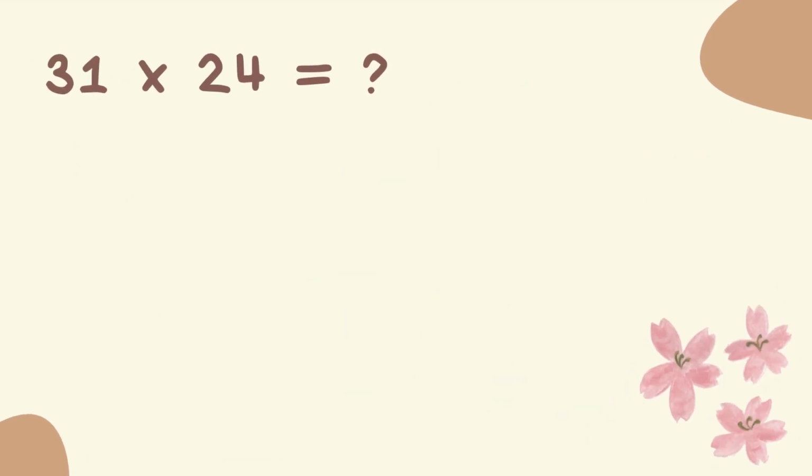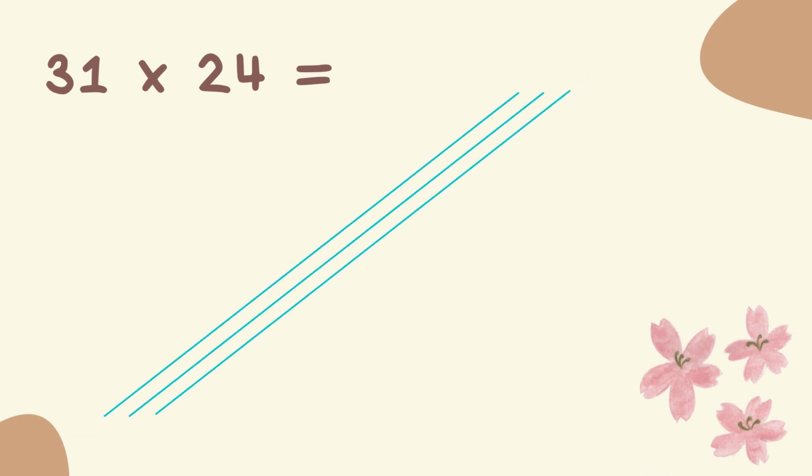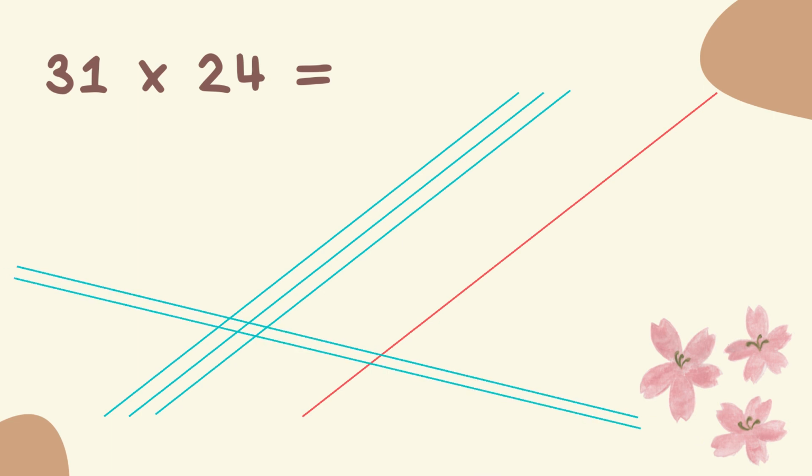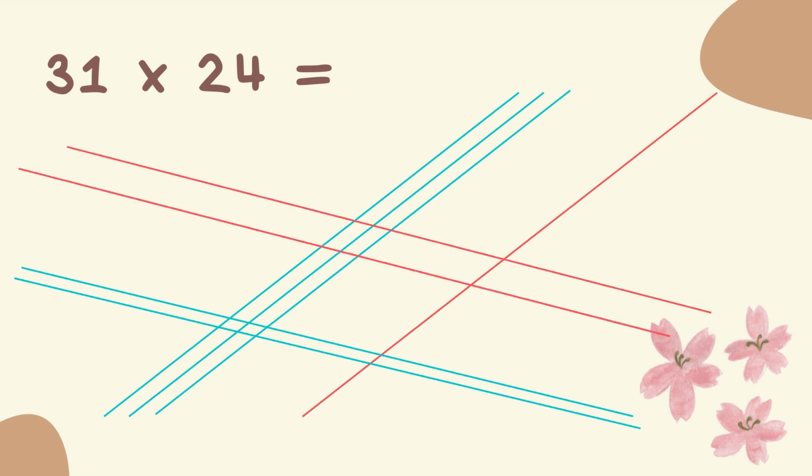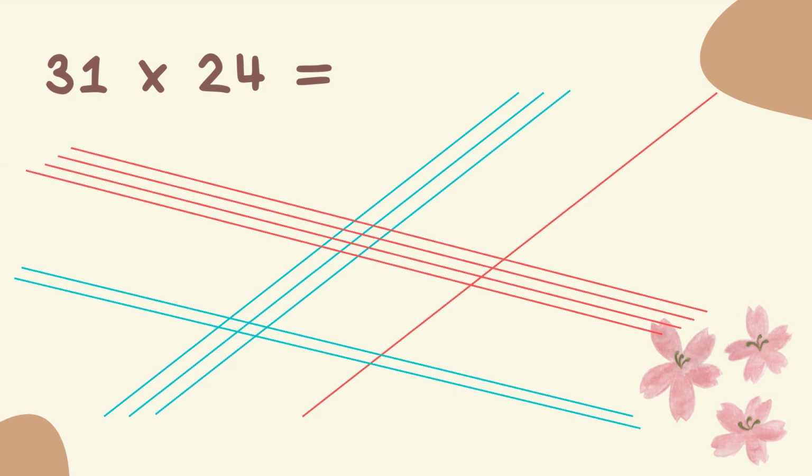Our third example is to multiply 2-digit by 2-digit numbers. You are already familiar with the strategy. Try to pause the video and solve it on your own. And if you are ready to follow me, let's draw 3 lines for the 3 tens in our first factor, 31. Let's draw 1 more line for the 1 in 31. Now we will draw 2 lines in the opposite direction for 2 tens in 24. Finally, we will draw 4 lines that will represent our 4 ones in the second factor, 24.